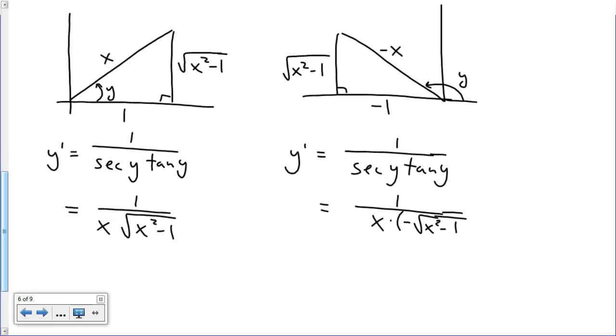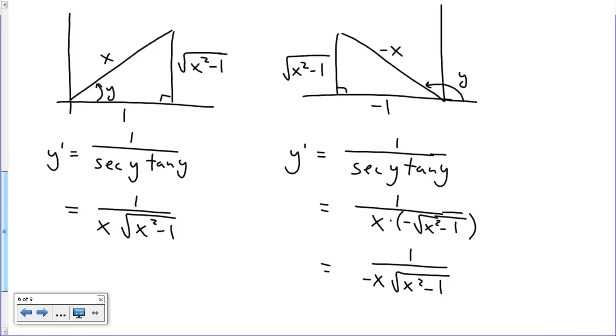So there's what we end up with. And I guess we can rewrite this then as the opposite of 1 over, actually let me put the negative in the denominator, 1 over the opposite of x times the square root of x squared minus 1. So you can see that the sign is different here. One's positive, the other one's negative.